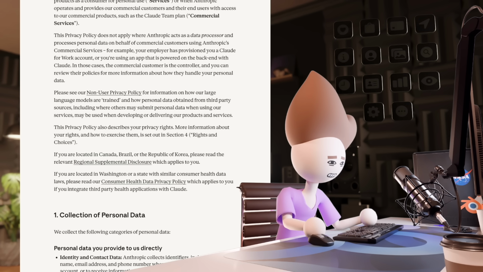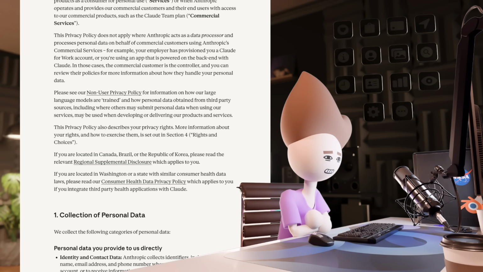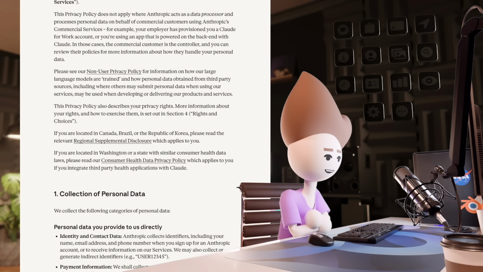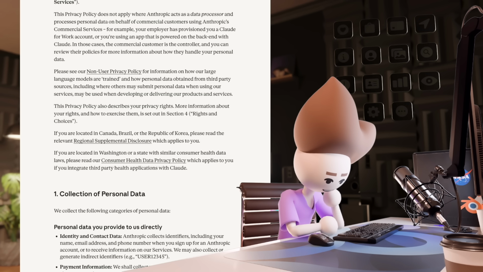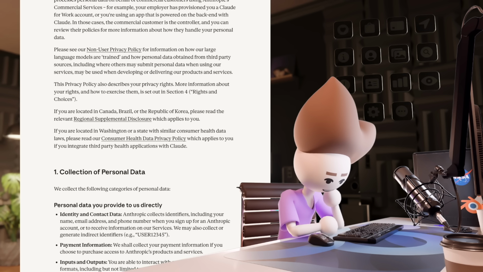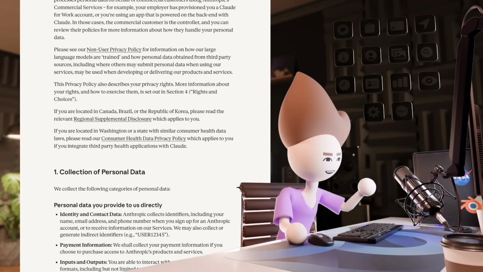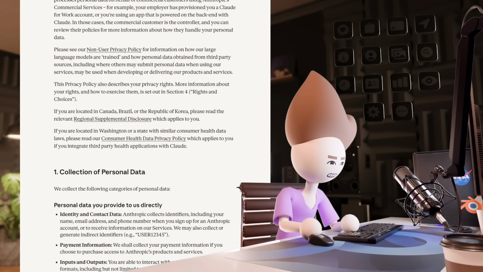This privacy policy also describes your privacy rights. For more information about your rights and how to exercise them, it is set out in Section 4, Rights and Choices. If you are located in Canada, Brazil, or the Republic of Korea, please read the relevant regional supplemental disclosure which applies to you. That is at the bottom of this policy, so we will get there. If you are located in Washington or a state with similar consumer health data laws, please read our Consumer Health Data Privacy Policy, which applies to you if you integrate third-party health applications with Claude.